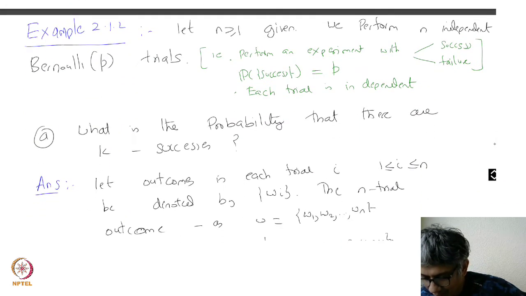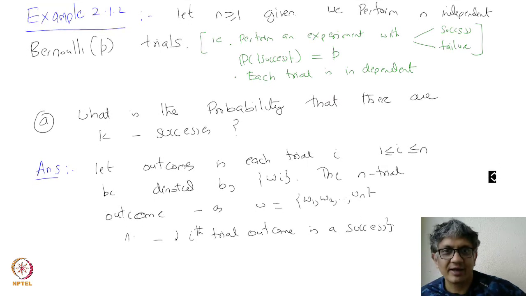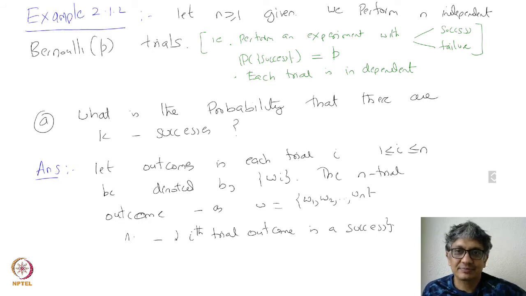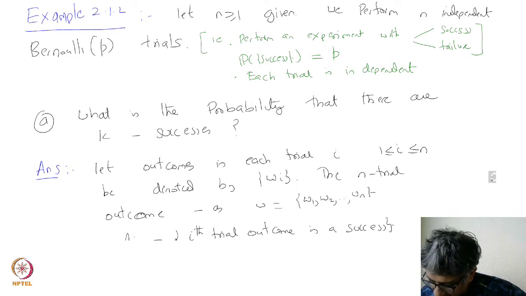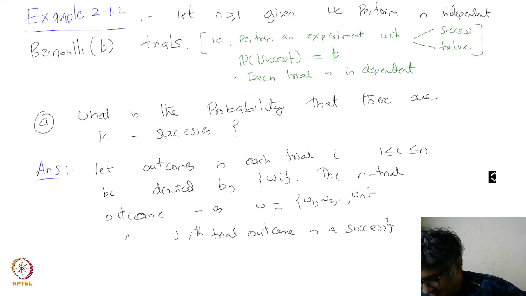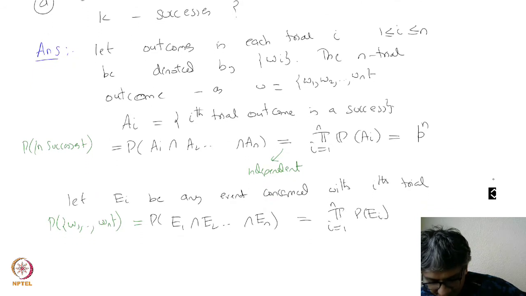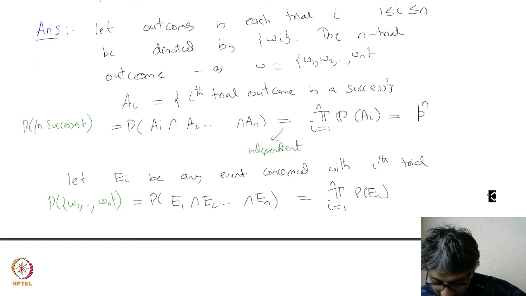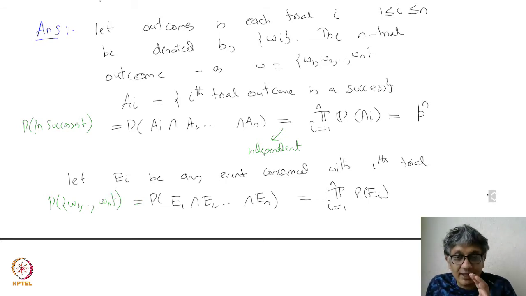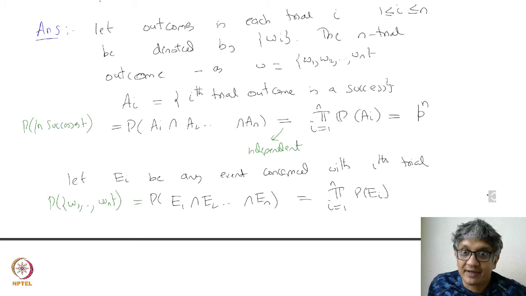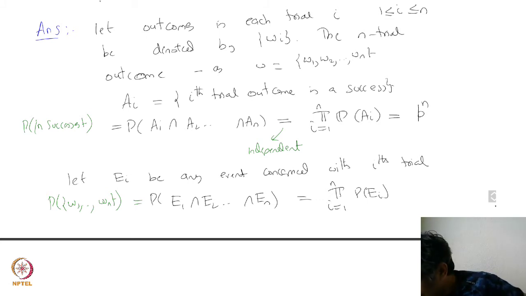So then, how does the framework work? We have n trials. We perform n independent Bernoulli trials. Each trial has success probability p, and each trial is independent. I want to understand the chance there are k successes. The way we did it was, we first observed that since each trial is independent, if we have an event E_i that concerns itself with only the ith trial, then the probability of the intersection is the product of probabilities.